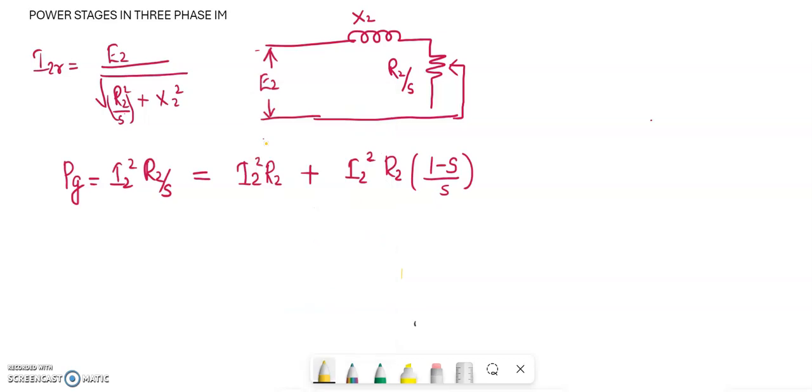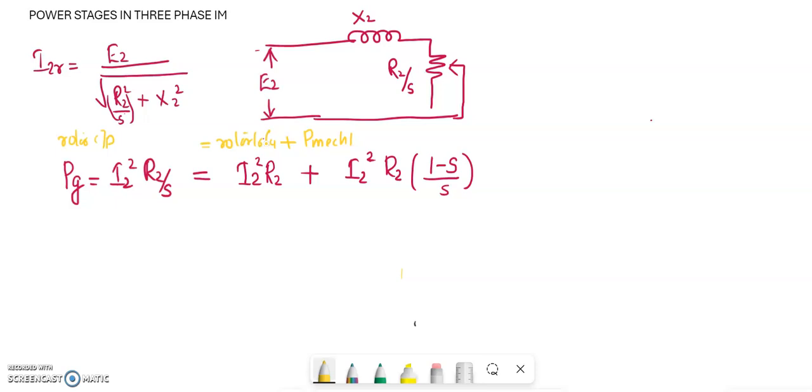Now we can recall the power stage equations we have studied. The rotor input is converted into rotor copper loss and P mechanical, that is the mechanical power developed in the rotor. So this I2 square R2 is the rotor copper loss, and this I2 square R2 into (1 minus S) by S is the mechanical power developed in the rotor.